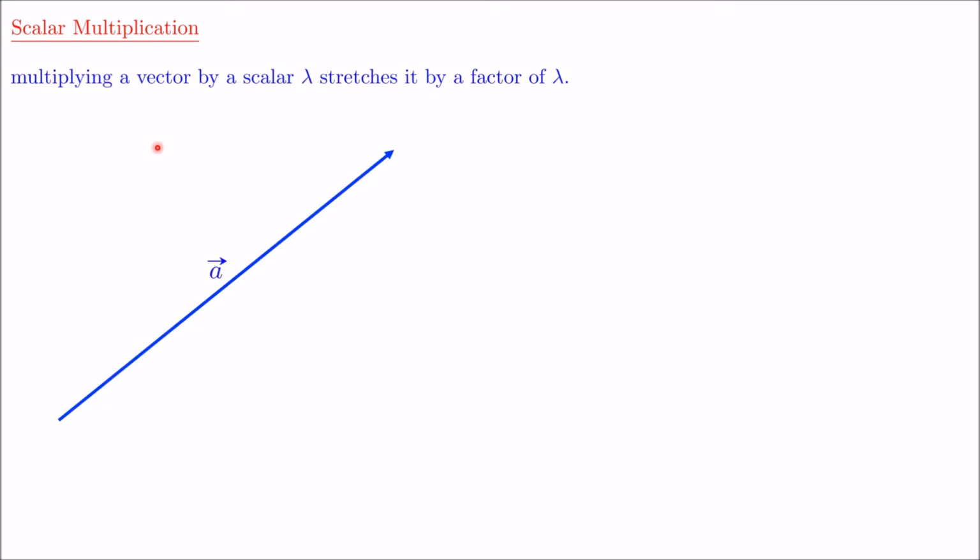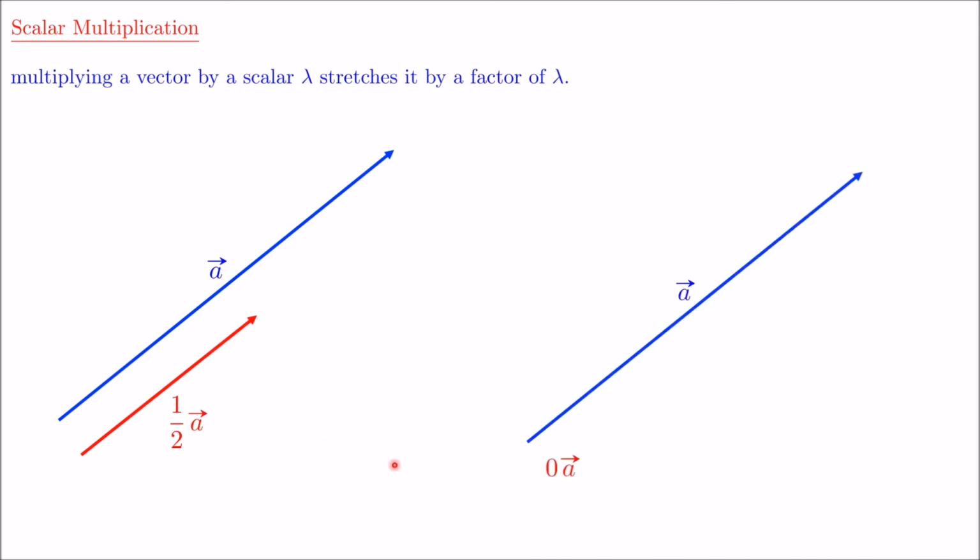Okay, let's apply this situation to other scalars. So what happens if we look into half of a? Well, we're going to scale its length by a factor of half. So we're not only enlarging vectors, we can also shrink vectors as well. What happens if we try to multiply a vector by the number 0? Well, we're scaling its length by a factor of 0, so its length is going to disappear completely. So this is going to contract down to the 0 vector itself. What happens when the scalar that we're using is actually negative?